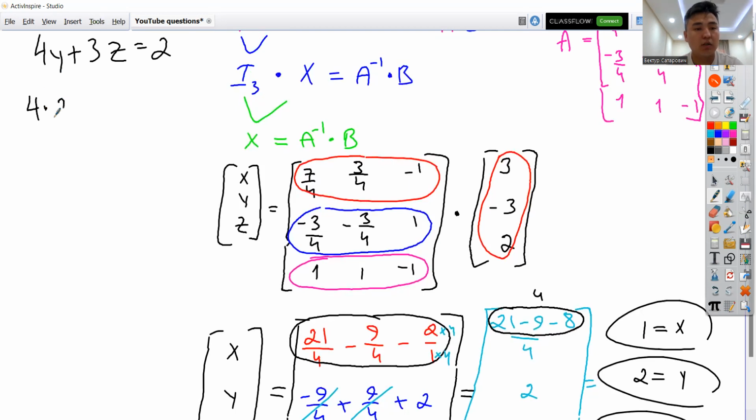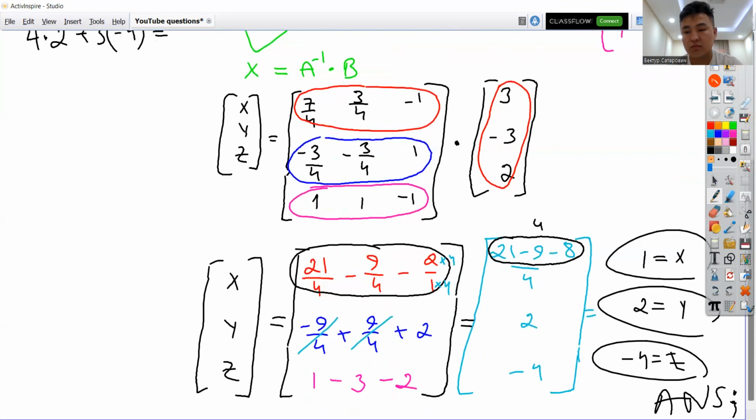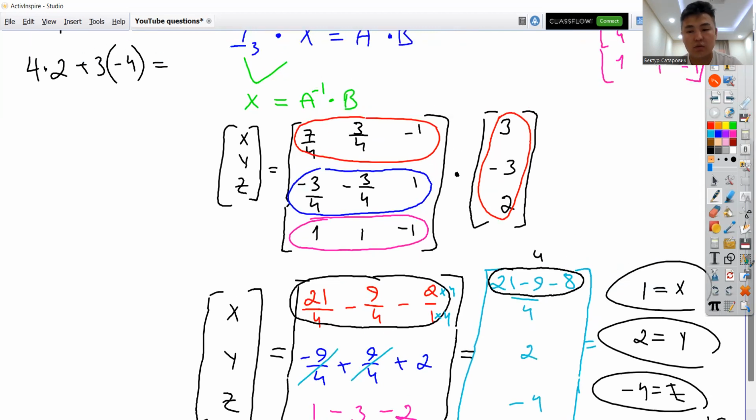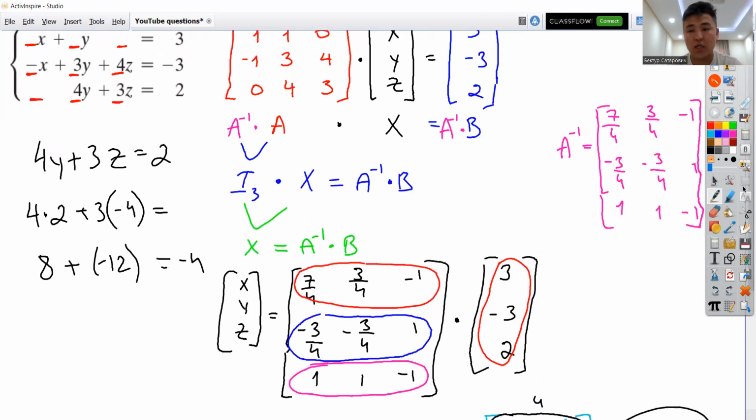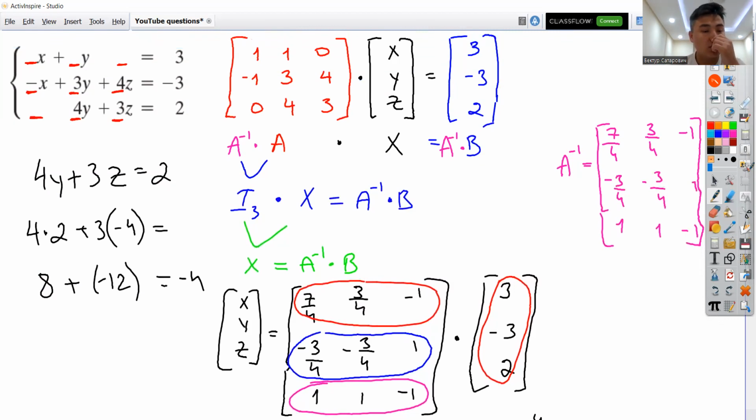So 4 multiplied by 2 plus 3 multiplied by -4, is that right? That's 8 plus -12, which equals -4, which is not correct. Surprise. What have we done wrong? Maybe I wrote some numbers wrong.